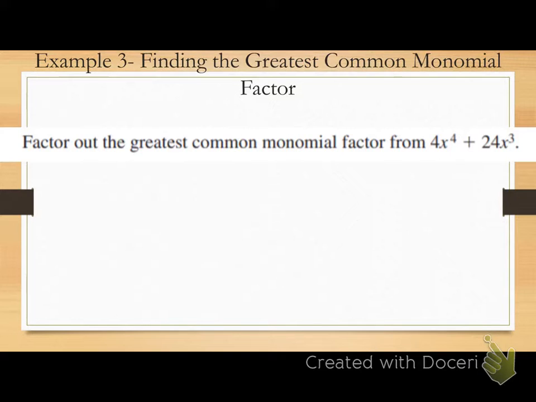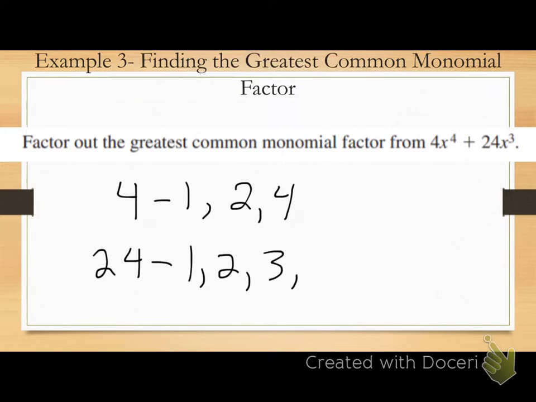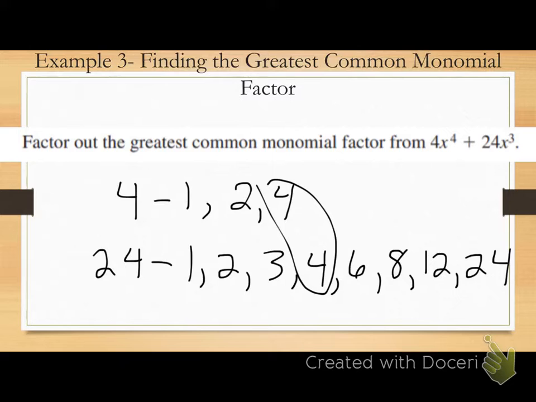So the first thing I need to do when I'm looking for my GCF is look at my coefficients. So what are they here? 4 and 24. I'm looking for the biggest number that goes into both of those numbers at the same time. 4, right? If you ever can't figure it out, you can always list out the factors of 4 and the factors of 24. For 4 that's 1, 2, and 4. For 24 it's 1, 2, 3, 4, 6, 8, 12, and 24, right? What's the biggest number they have in common? 4. So 4 is my GCF of those two coefficients.